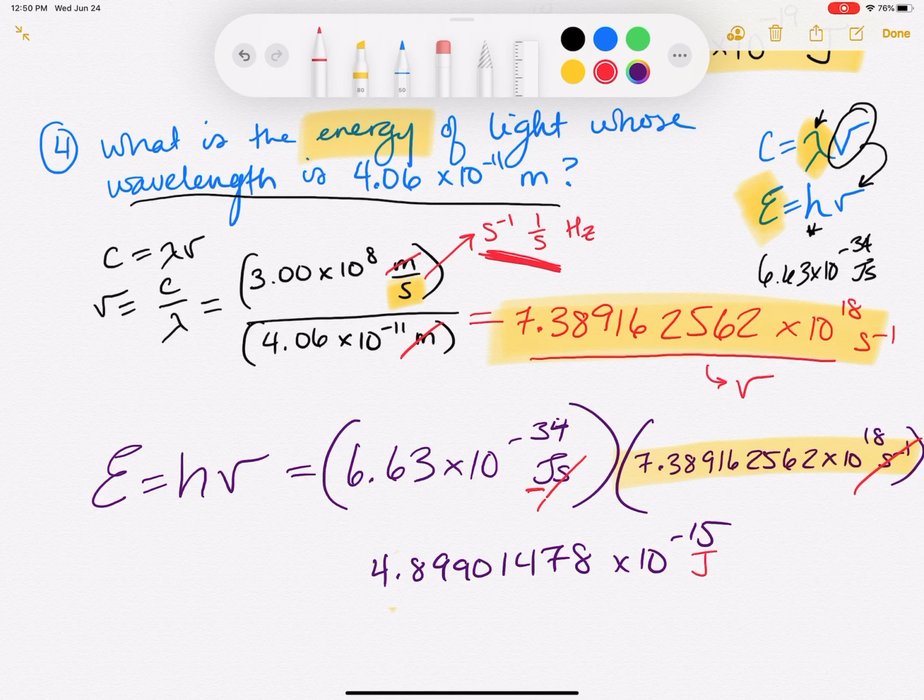My very last step now is sig figs. I'm finally ready. And so the only piece of data that I had in my question is that right here. Everything else was a constant. So those are infinitely significant. Those are exact numbers. And so 4.06, that's 3 sig figs. 1, 2, 3. The number behind it bumps it up. And so my final answer is going to end up being 4.90 times 10 to the negative 15th joules. And that's my final answer.